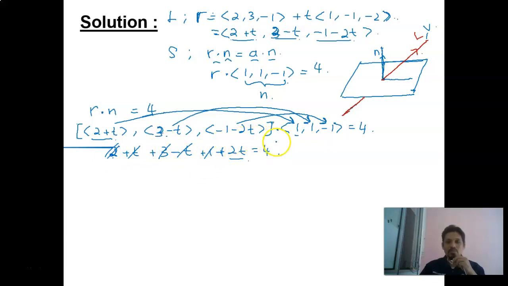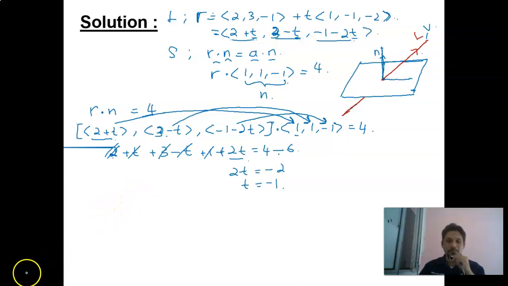So 6 bring to the side become negative 6. So 2t equal to 4 minus 6 equal to negative 2. Then t equal to negative 1. Okay, so now when t is negative 1, we are going to find out the intersection point between the straight line L with the plane S by substituting the value of t negative 1 here, here, and here.